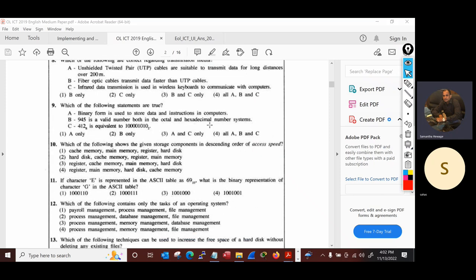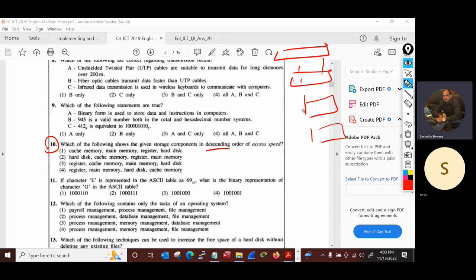Next, let's look at question number 10: which of the following shows the given storage components in descending order of access speed? Descending order means from highest to lowest access speed, the fastest shown first. The options: register, cache memory, main memory, hard disk. Let's look at the third answer.